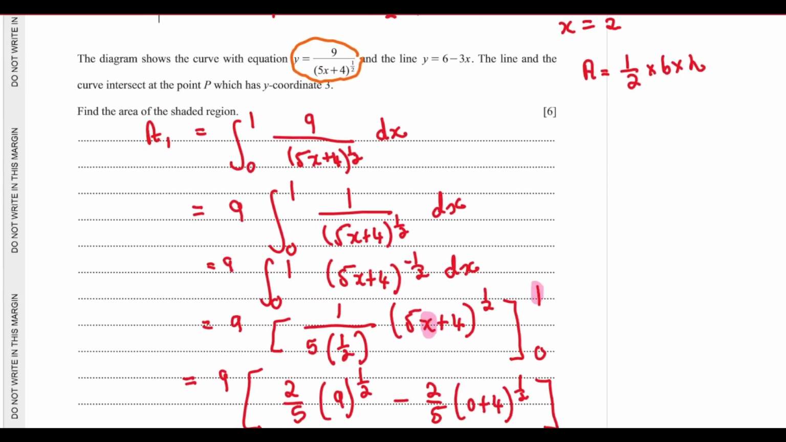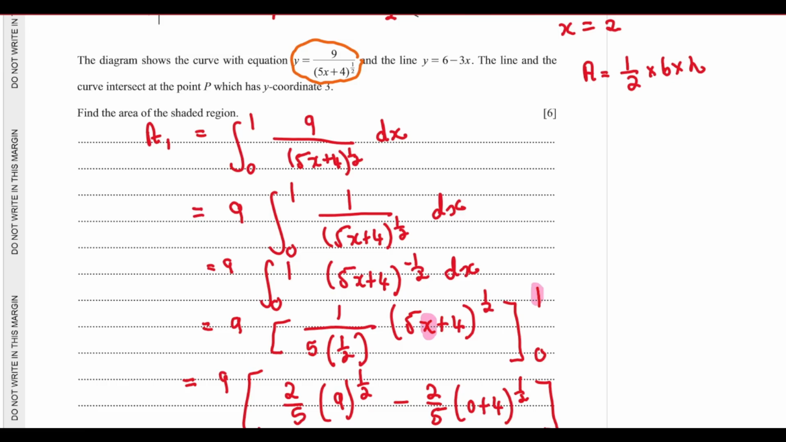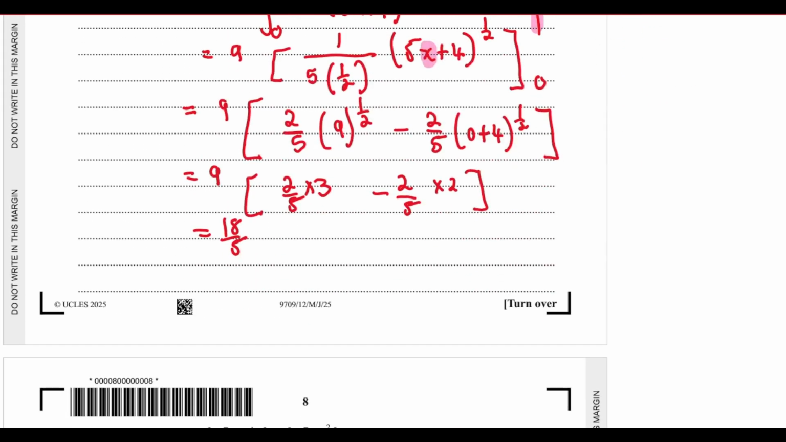Remember, we want the area of the whole region. I need to add the triangle. Half times base, which is 1, times 3. That will end up being 3 over 2. So the total area is 18 over 5 plus 3 over 2. That will give you 51 over 10.